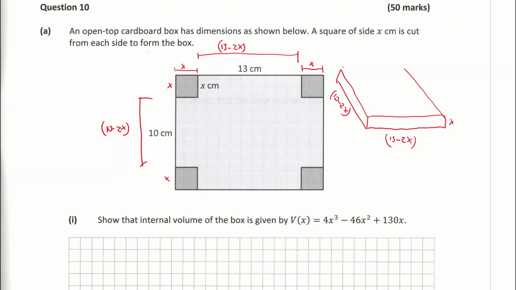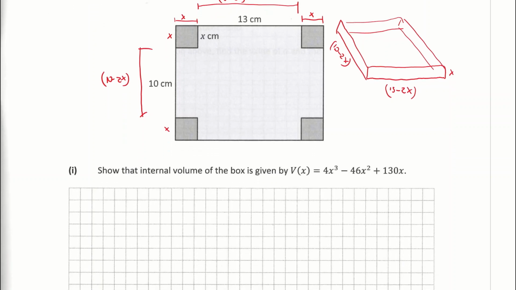Not the best to sketch, but hopefully that makes a little bit of sense as to what we're really looking at here. And if I show now that the internal volume is given by this formula for the volume, so V(x) just meaning the volume in terms of x. So we know that the volume of a box is our length multiplied by width multiplied by height.